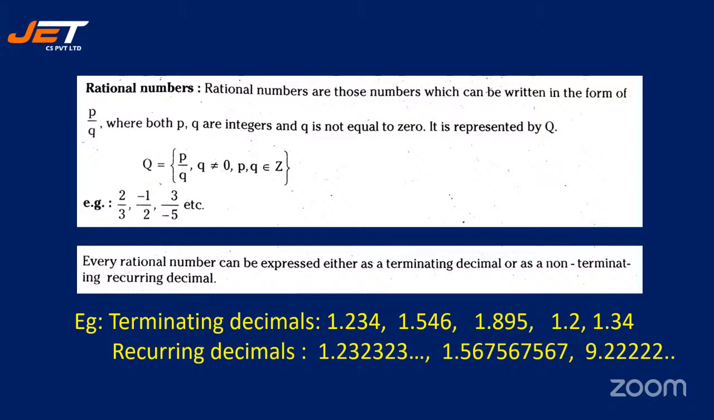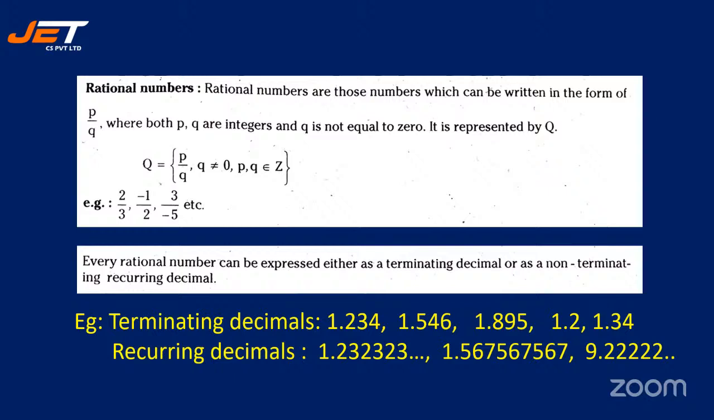Now what are recurring decimals? The one which I told you, 9.22222, right? Or 1.5675675. You can see here 675 keeps on getting repeated, isn't it? So now we have quickly finished the rational numbers, terminating decimals, then recurring decimals.